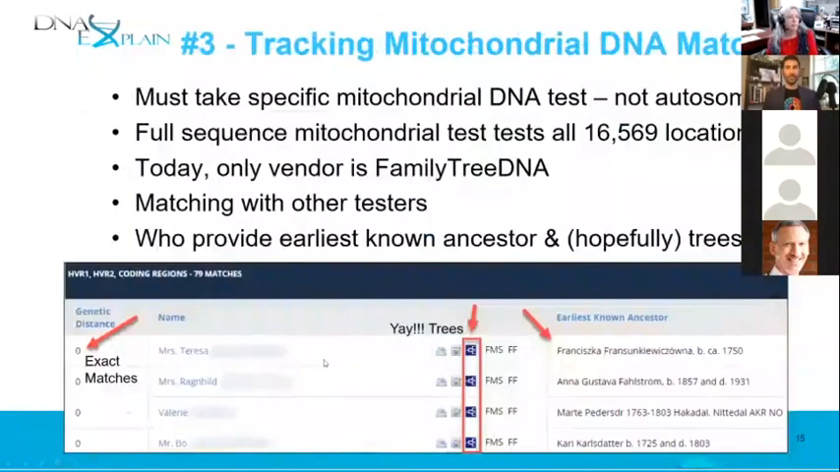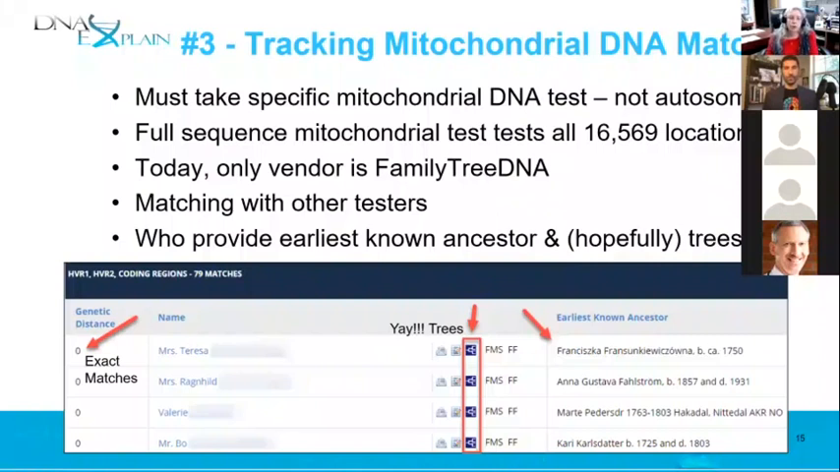Okay, so let's move on. So let's talk about mitochondrial DNA matches and what you can do with this. First of all, to be really relevant, people really need to take the full sequence mitochondrial DNA test. This is not autosomal DNA, and so they have to understand there's a difference, and not everybody does, and they don't understand what that difference means.